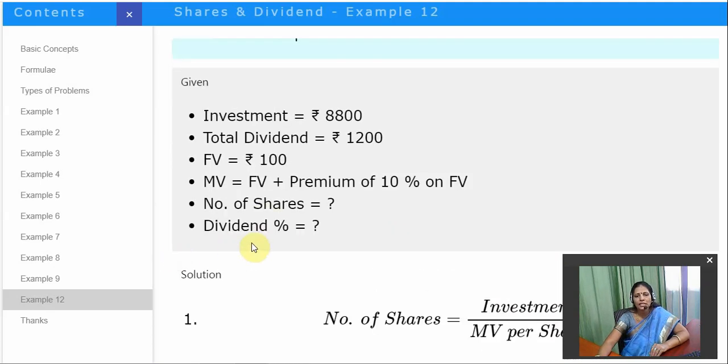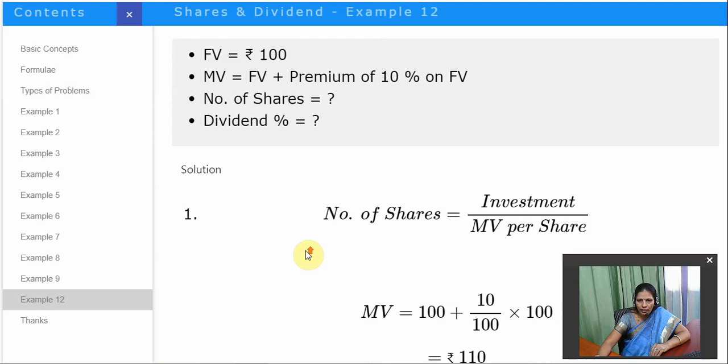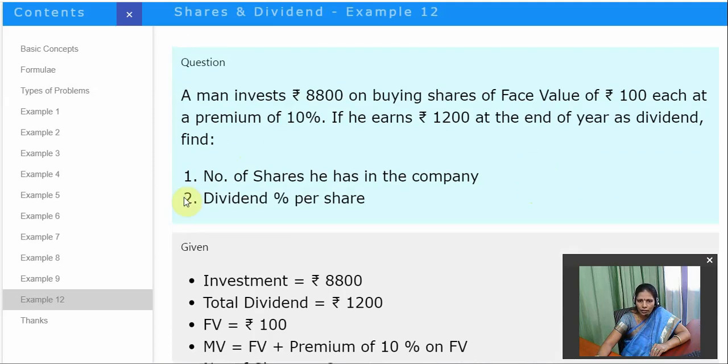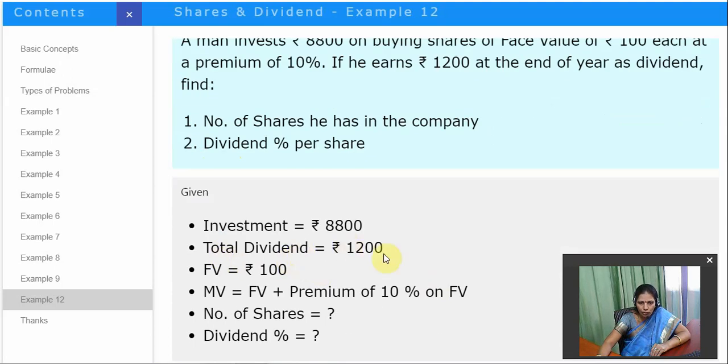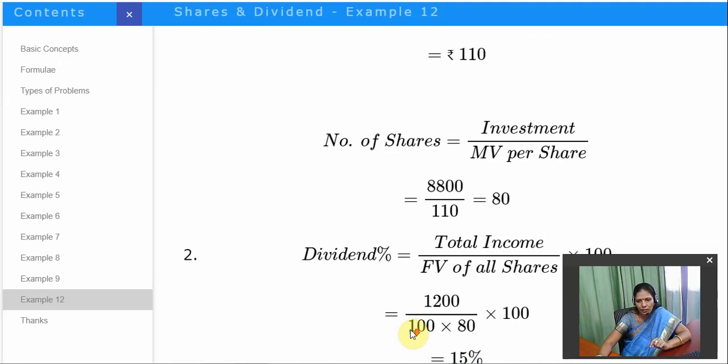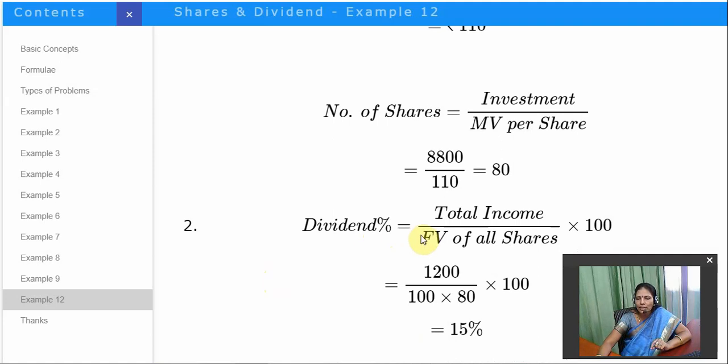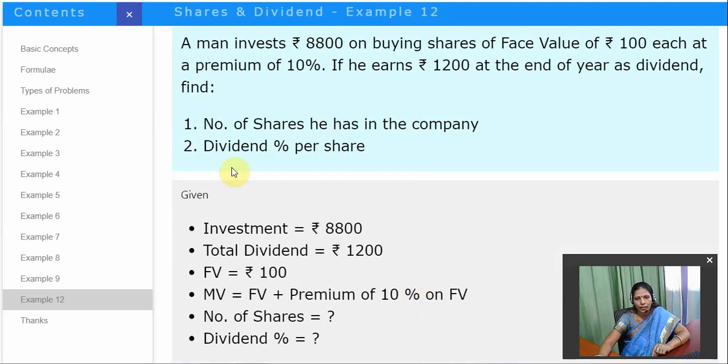And the next question is dividend percentage. Total dividend is given, that is 1,200, and you need to find the percentage. So dividend percentage is equal to total income by face value of all the shares. Total income is already given there. Face value of all the shares, face value is 100, number of shares is 80. So when you calculate, you will be getting 15%. That is the dividend percentage. So you found the dividend percentage also.